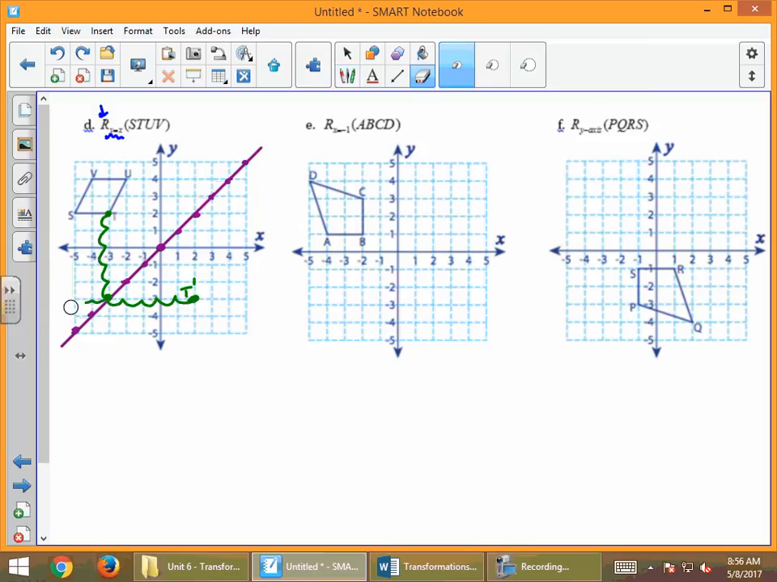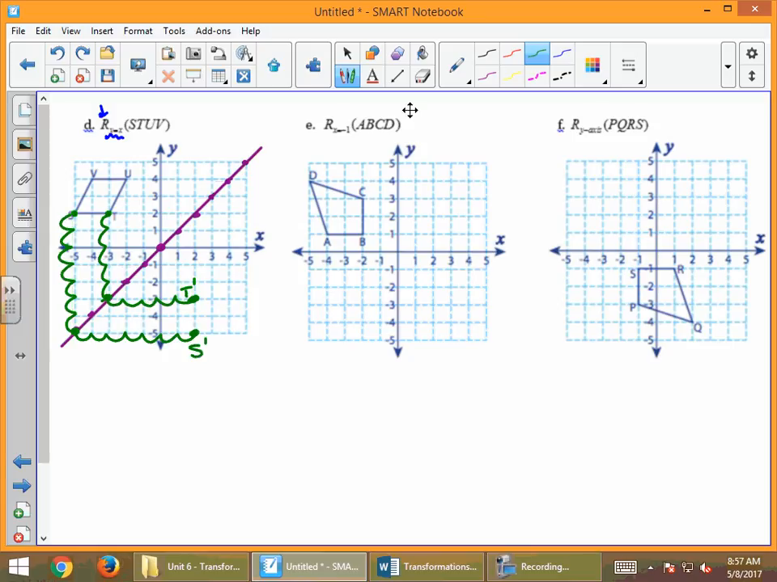Okay. And you're going to do the same exact thing with all the other points. So I'm going to go to S. I'm going to count down till I touch that purple line. 1, 2, 3, 4, 5, 6, 7. Okay? And to get it on the other side of that line, I'm going to go right 7. 1, 2, 3, 4, 5, 6, 7. That's S prime.